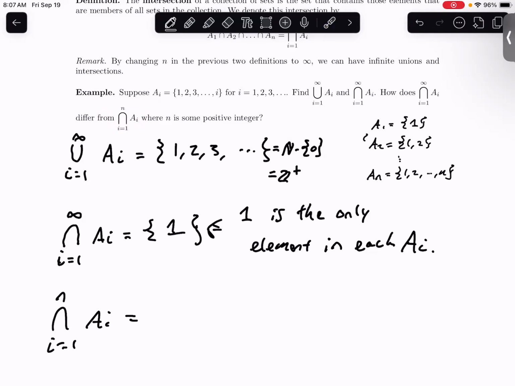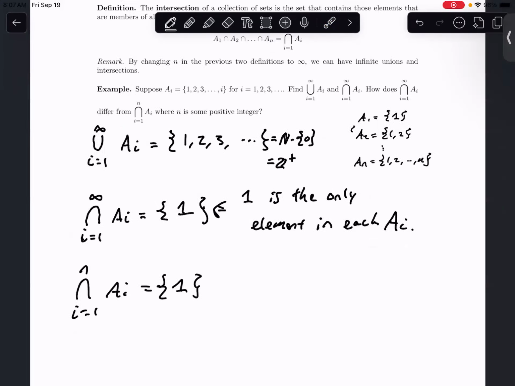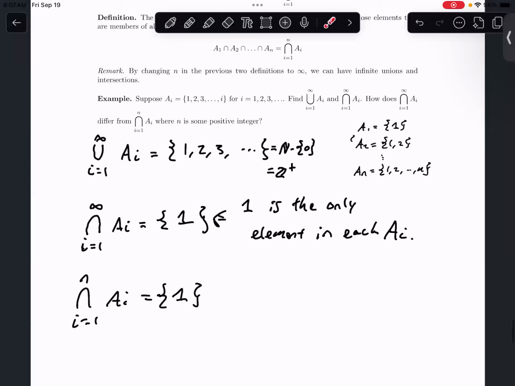Yeah, I'm seeing people shake their heads. It's maybe a trick question. Maybe I should have worded it better. It turns out this intersection doesn't really differ at all from the finite intersection. If you did a finite intersection, it's still just going to be 1, for the exact same logic we were just looking at. Okay, any questions about this example?